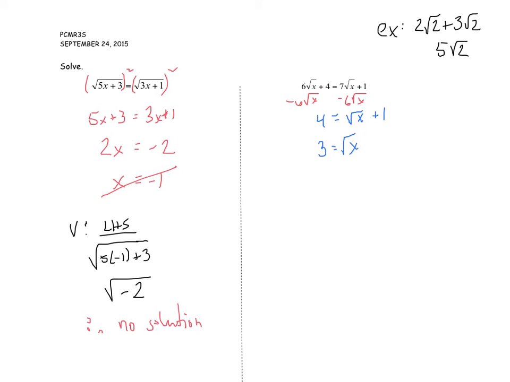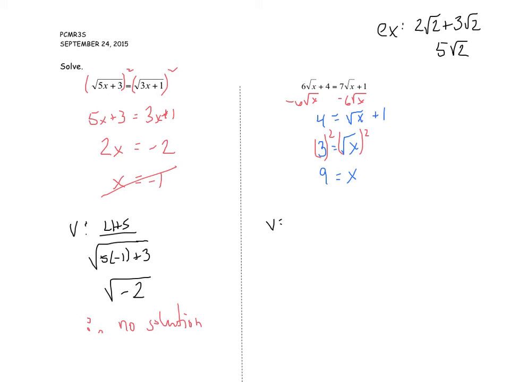And again, same thing. Whenever I need to get rid of the square root, I need to square each side. So if I square this side and square that side, notice the square and the square root cancel each other out, and you're left with 9 equals x. Okay, so don't forget, always verify your solution to make sure that it is correct.